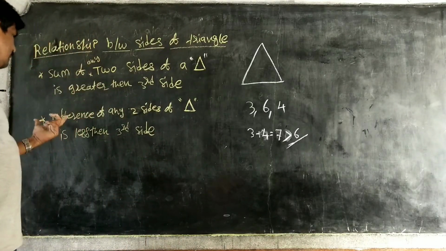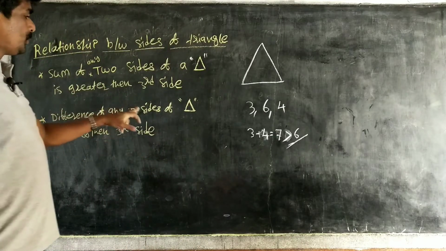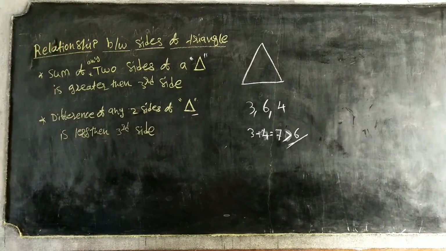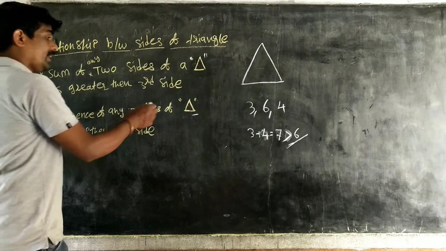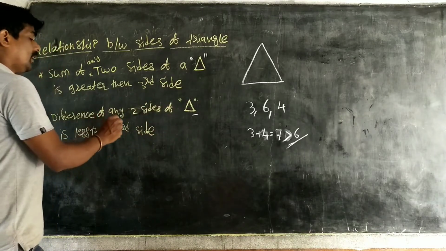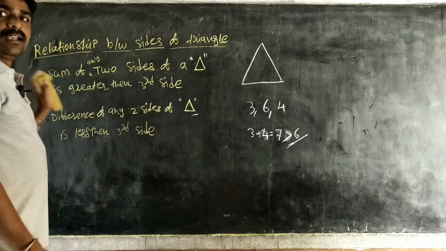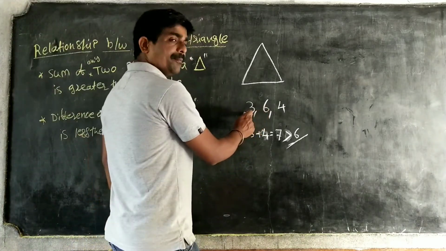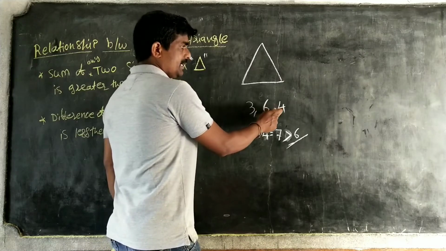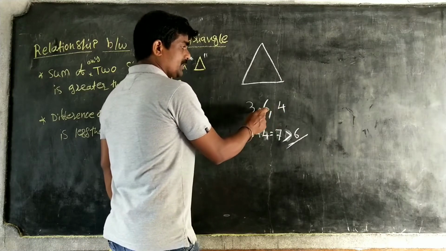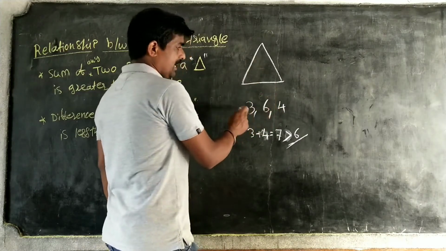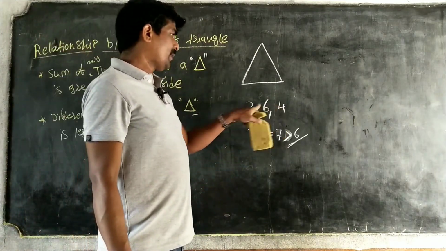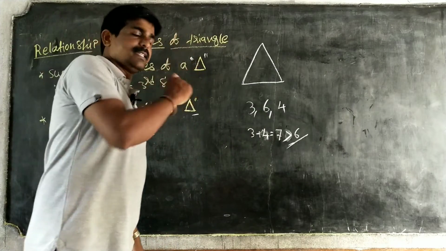Next, the difference of any 2 sides of a triangle is less than the third side. If I take 6 minus 3, that is 3, and 3 is less than 4. Then 6 minus 4 is equal to 2, and 2 is less than 3. Next, 4 minus 3 is equal to 1, and 1 is also less than 6.